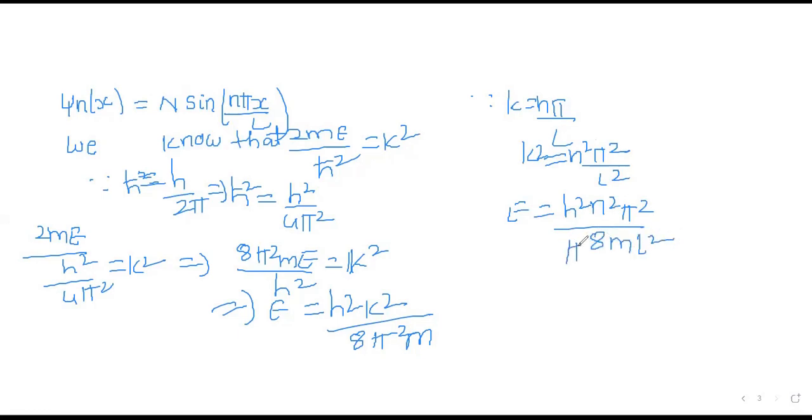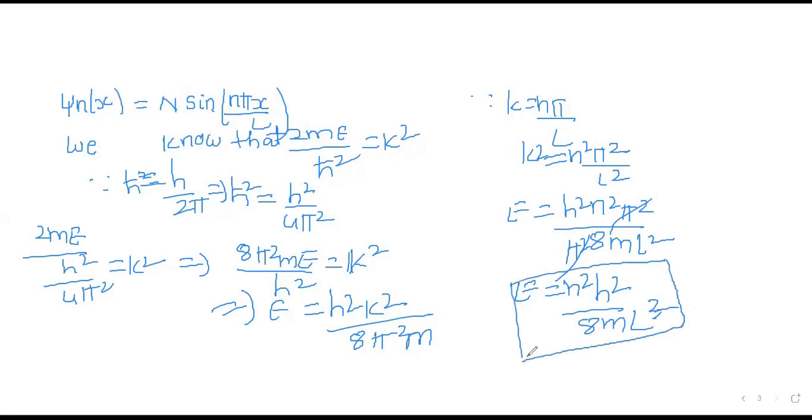Now this pi square is there, so pi square gets cancelled. So E will be equal to n square h square by 8 ml square. Now this is the energy value what we got, right? n square h square by 8 ml square.